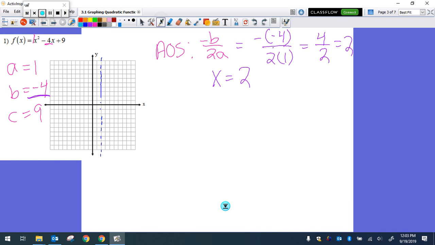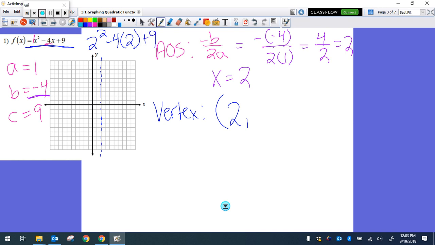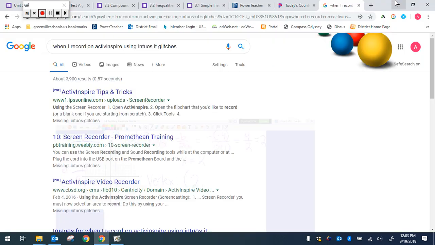Let's find our vertex. Well, remember we said our vertex, your axis of symmetry is that first number. So 2 is going to be the first number. To figure out the next number, we need to plug 2 into this equation up here. So every time I see an x, I'm going to plug in a 2. So it's going to be 2 squared minus 4 times 2 plus 9. You can type that in your calculator, do whatever you need to do. I'm going to do the calculator.